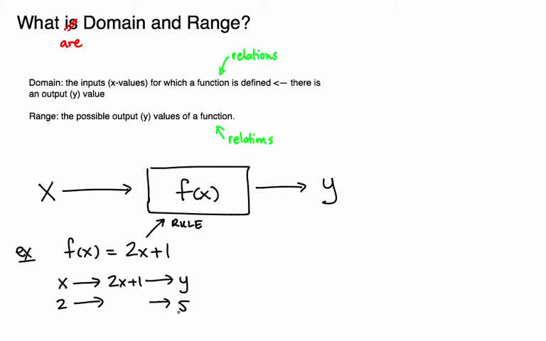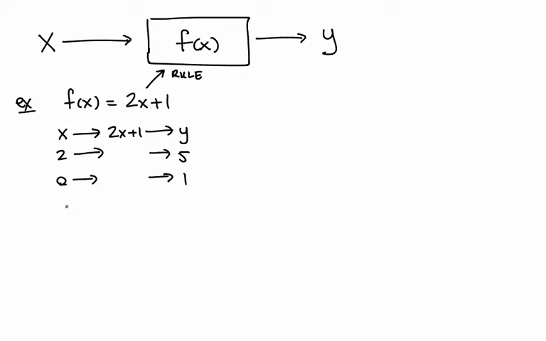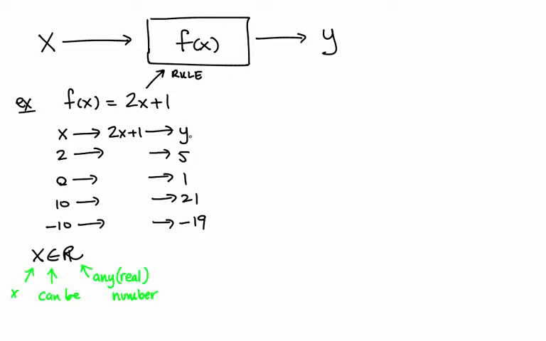And you just keep doing this. So if you put in 0, you get out 1, and if you put in 10, you get out 21, and if you put in negative 10, you get out negative 19, etc. You can continue doing this for as long as you want. And what you'll notice if you do this forever is you can actually put any value at all you want in for x. And when you do that, you'll get output values, but those output values can actually be any number at all for y. And so this will be your domain, and this will be your range.